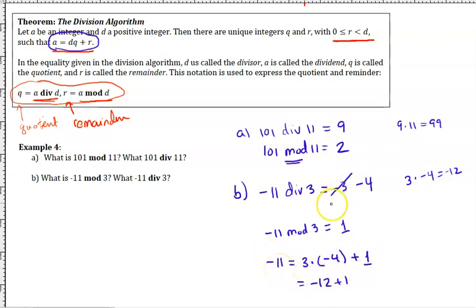I didn't use the negative 3 here because that would have given me a remainder of negative 2, and you also always want your mod to be positive. That's established by the definition.